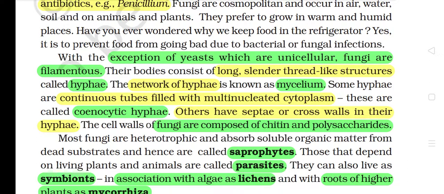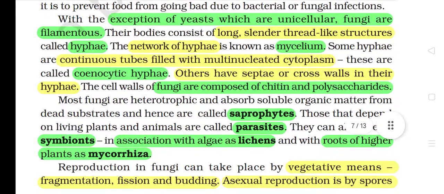With the exception of yeasts, which are unicellular, fungi are filamentous. Their bodies consist of long, slender, thread-like structures called hyphae. The network of hyphae is known as mycelium. Some hyphae are continuous tubes filled with multinucleated cytoplasm. These are called coenocytic hyphae. Others have septa or cross walls in their hyphae. The cell walls of fungi are composed of chitin and polysaccharides.